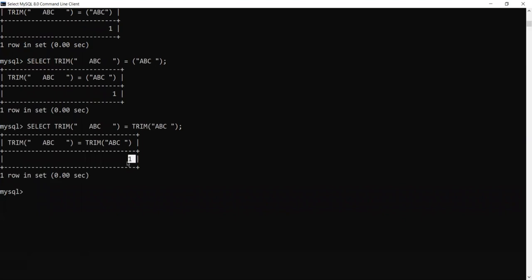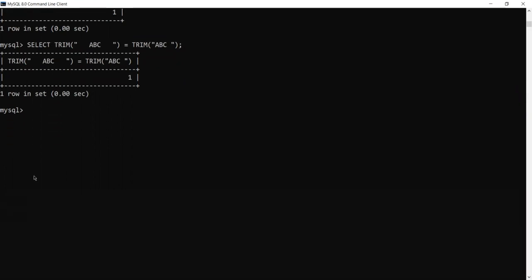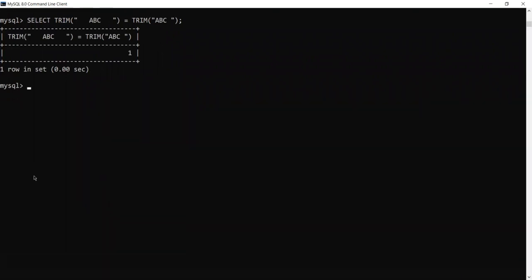So that was the trim function for you, and this was the use case where you will be trimming spaces from both ends and then comparing the strings to avoid any kind of space issues or string literal comparison issues that you might be facing. It's always recommended to use trim on both the sides.